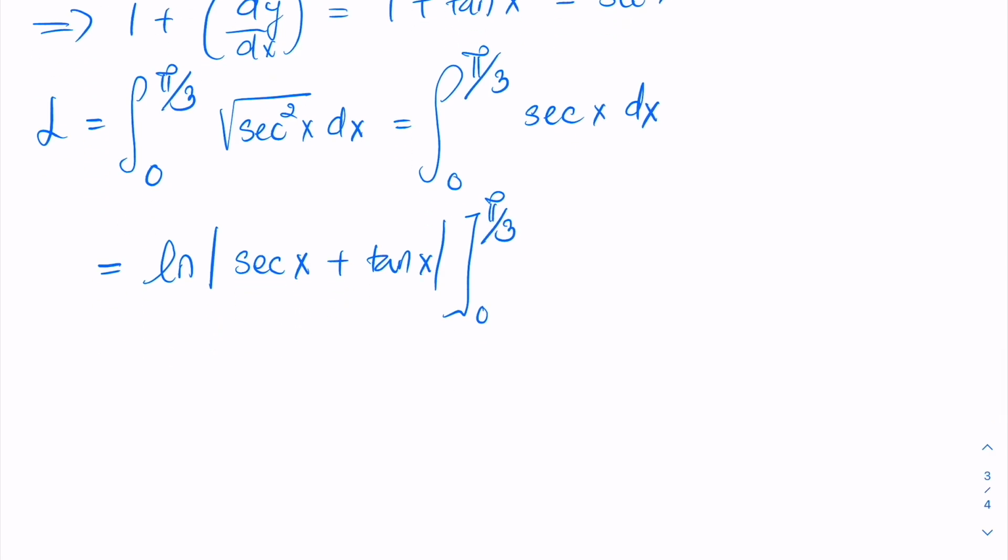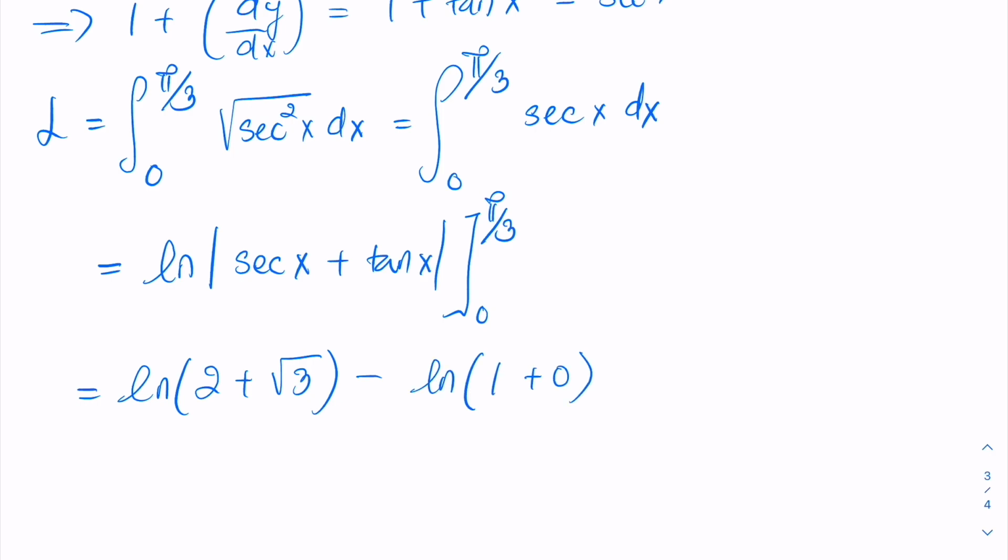So when I plug it in, I should get ln 2 plus radical 3 minus ln 1 plus 0. So to simplify that, I ended up with ln 2 plus square root of 3. And that's my final answer.